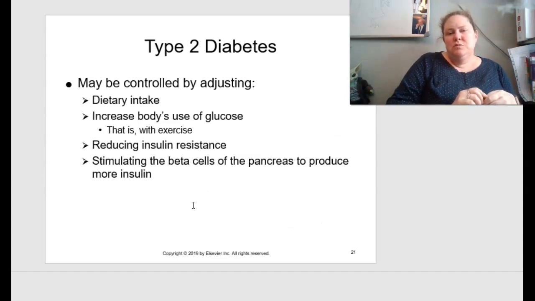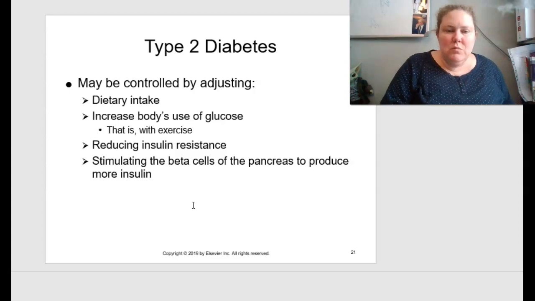Type 2 can be controlled by adjusting what you eat and also increasing the body's use of glucose. The number one way that you can do this is by exercising. They say diet and exercise, and that's very true. This can lead to reducing insulin resistance. A good side effect is that it's going to help stimulate those beta cells in the pancreas to produce more insulin.